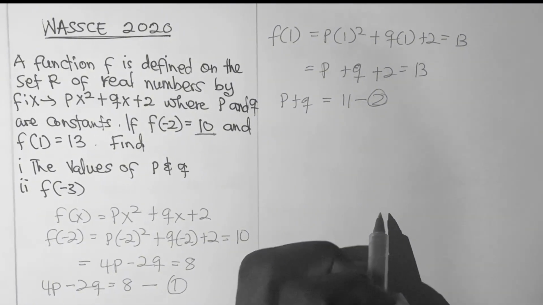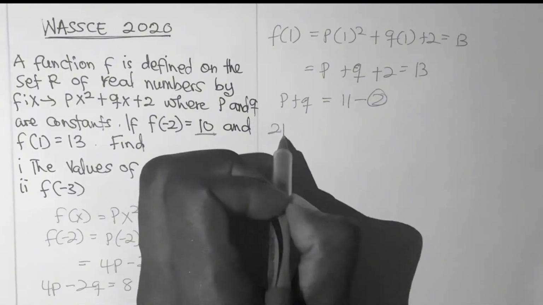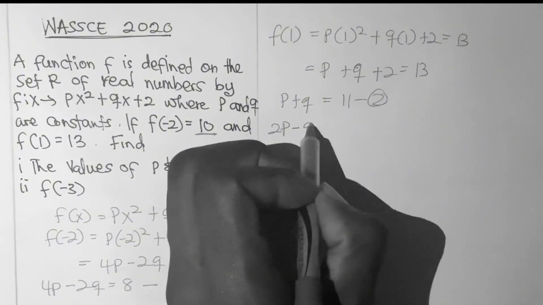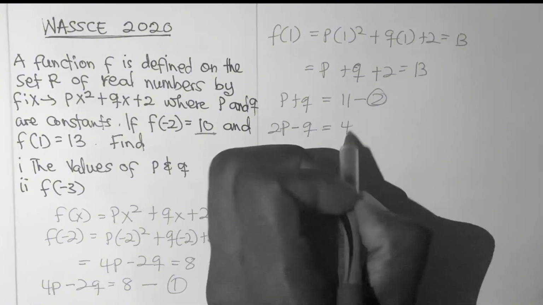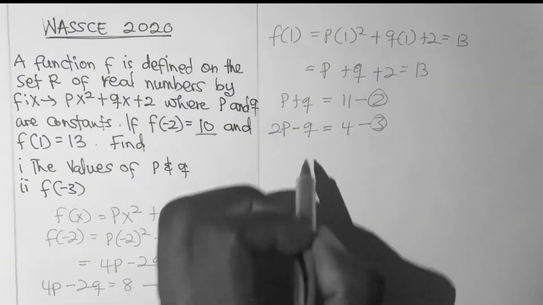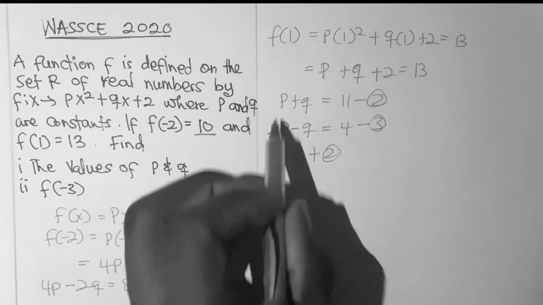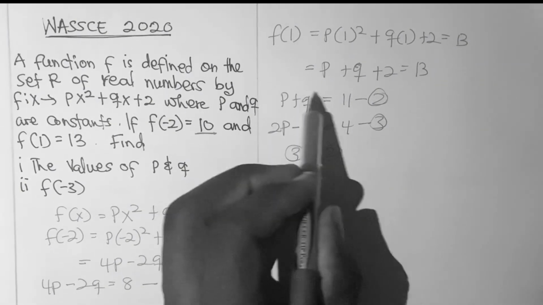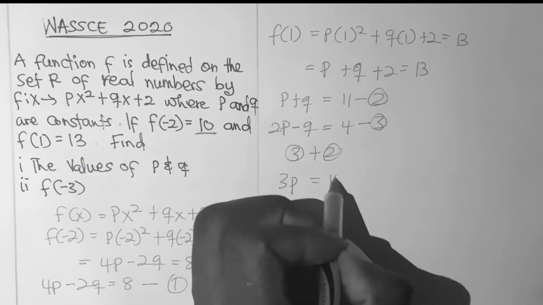So now, let's multiply equation 1 by half. So 1 over 2 times 4p becomes 2p, and 1 over 2 times minus 2q becomes minus q, and 1 over 2 times 8 equals 4. So this is equation 3. And then now let's add equation 3 and equation 2. So 2p plus p is 3p equals, now, plus q minus q is 0, 11 plus 4 is 15.